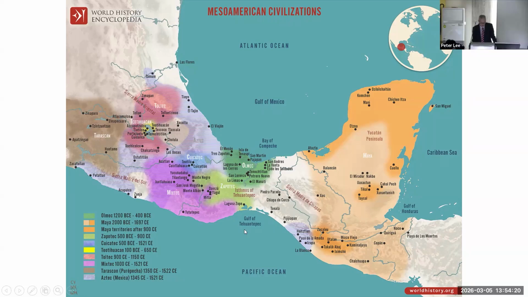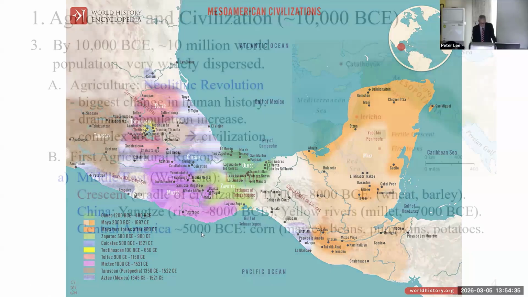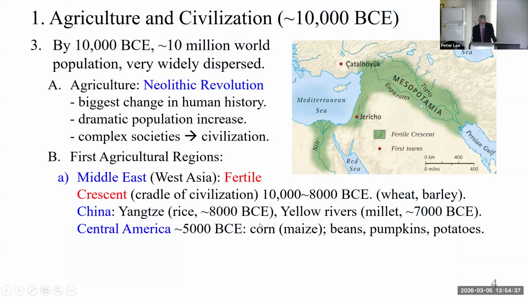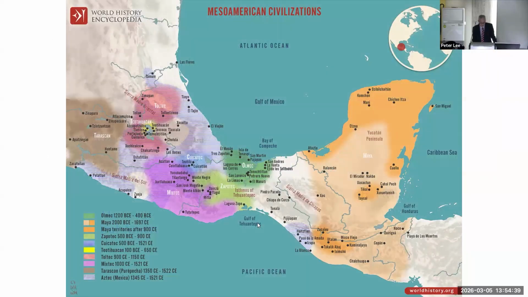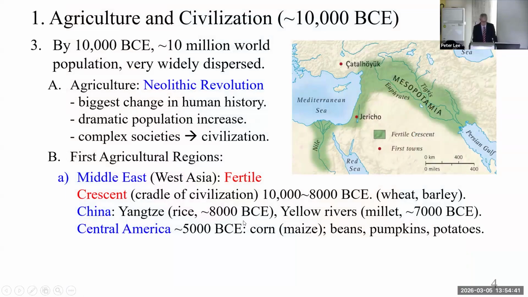And yet, if you look at civilization, civilization started way, way later. I think one of the oldest here was like 1345 BCE or 2000 BCE. So that's way later than when agriculture first started, 5000 BCE. So these are the first regions where agriculture started.